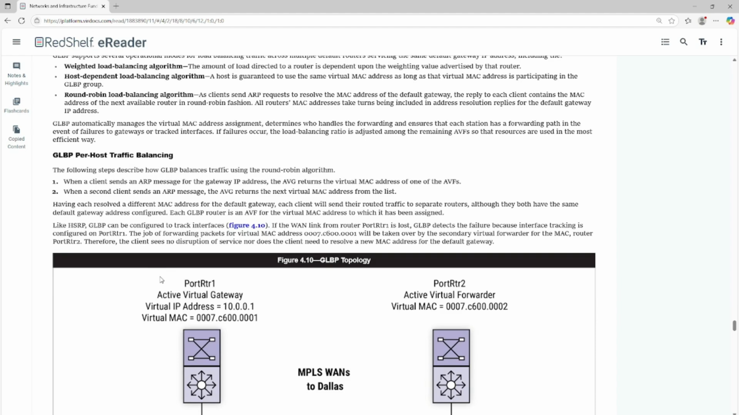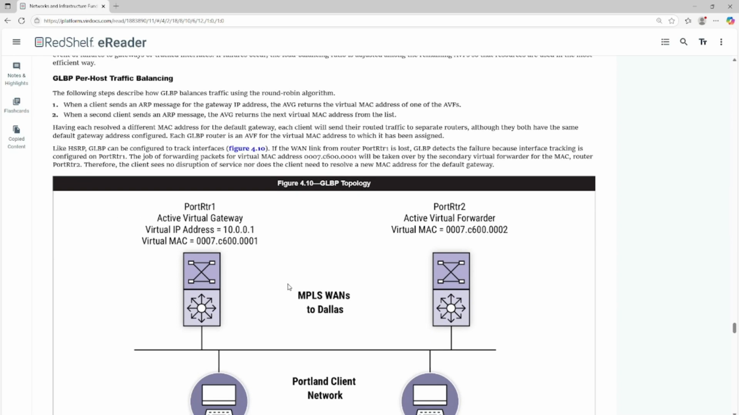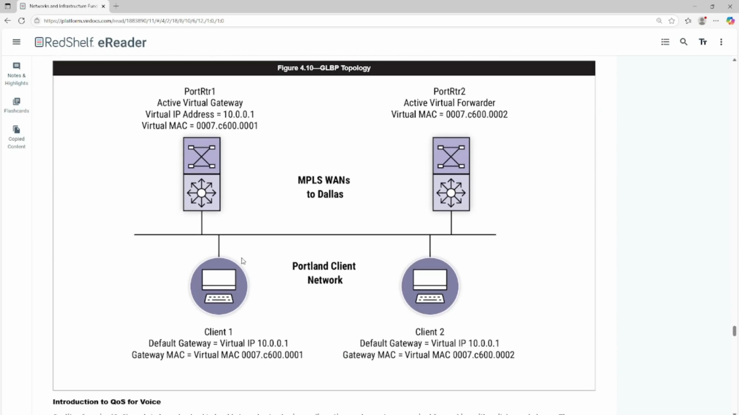The diagram on figure 4.10 shows the GLBP, the Gateway Load Balancing Protocol. You've seen this, right? That's port 1, port 2. And you've got clients trying to access.